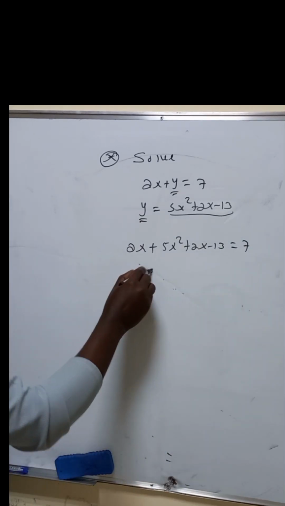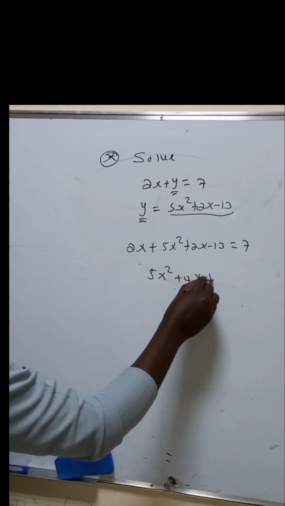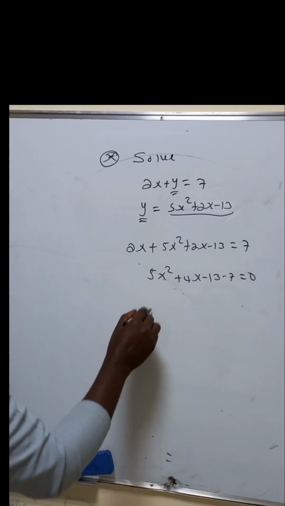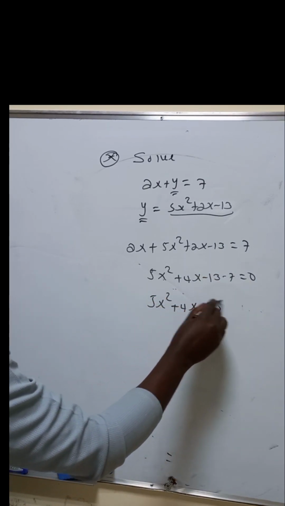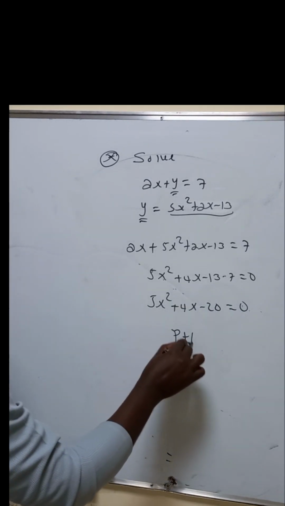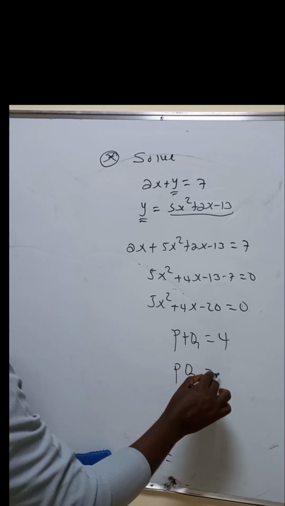Rearranging this equation, 5x squared plus 4x minus 13, bringing 7 to the left, that is minus 7, which is 0. So 5x squared plus 4x minus 20 is exactly 0. So let's find two numbers whose sum is 4 and whose product is negative 100.